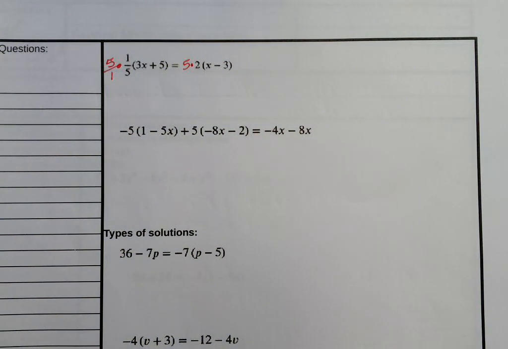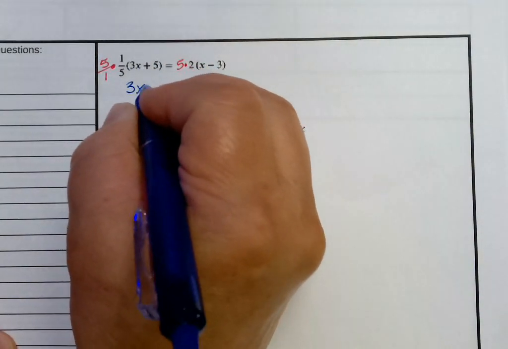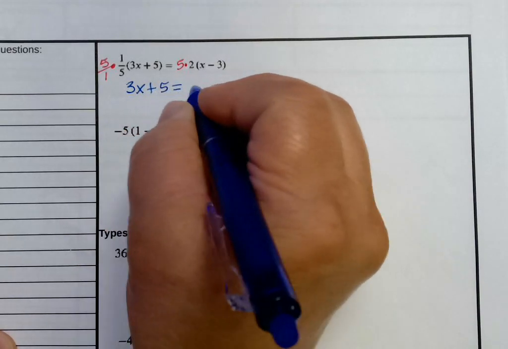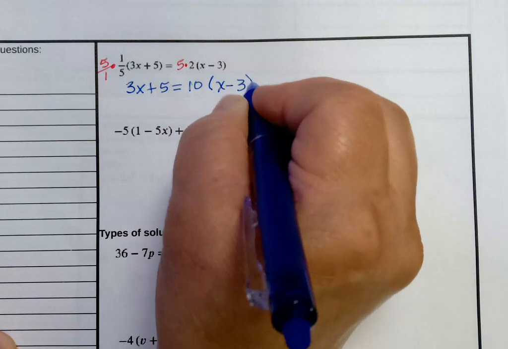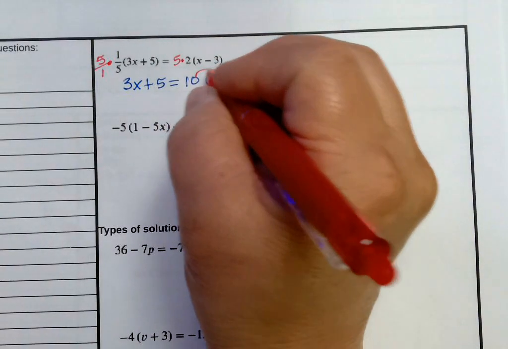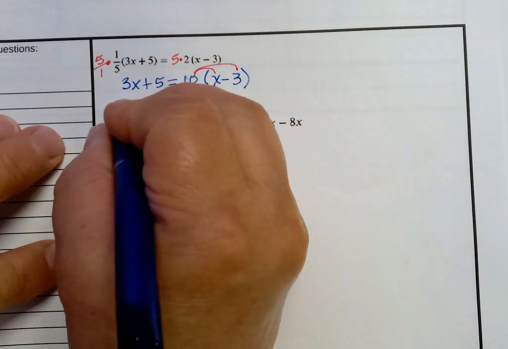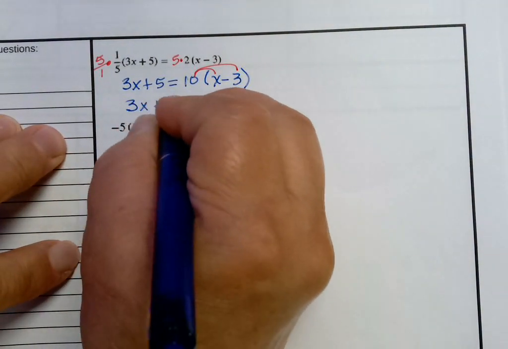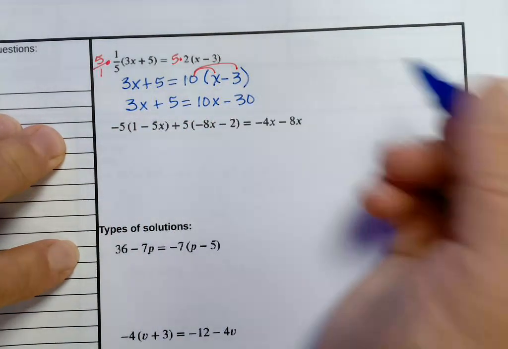Okay, so let's start. This is gone. So I've got 3x plus 5 is equal to 10 times x minus 3. Now I'm ready to distribute. I've got to distribute the 10 to both of my terms in my parentheses. 3x plus 5 is equal to 10x minus 30.